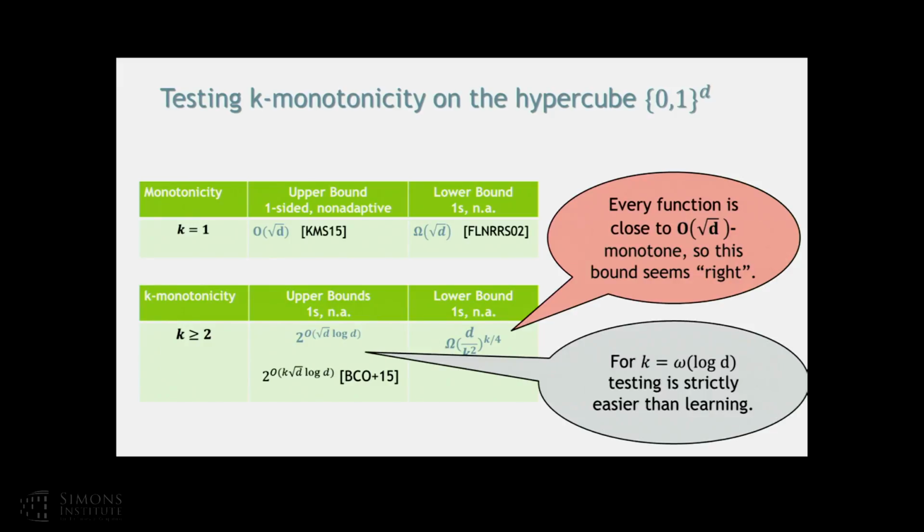And now this bound beats the testing bound, the learning bound anyway, so we're doing better than the learning lower bound that's already been given for k-monotonicity. So we're doing better than that. Now we can talk about the algorithm fairly quickly then.